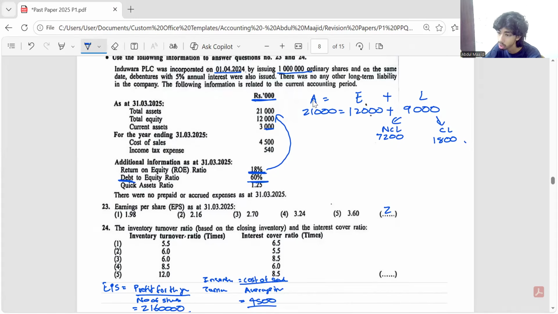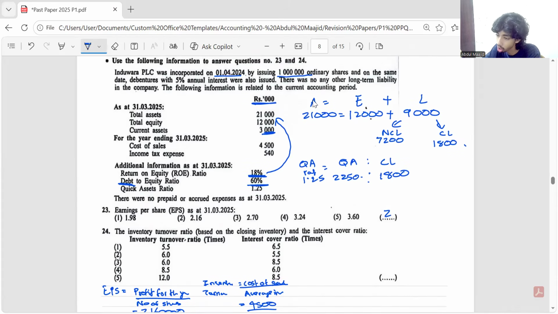Okay. Now, here your current asset is 3,000. How much is your quick asset? Quick asset ratio equals quick asset to current liability. Here quick asset ratio is given as 1.25. That means now your current liability is 1,800, so your quick asset is 1.25 times your current liability. So 1,800 into 1.25, that is 2,250.